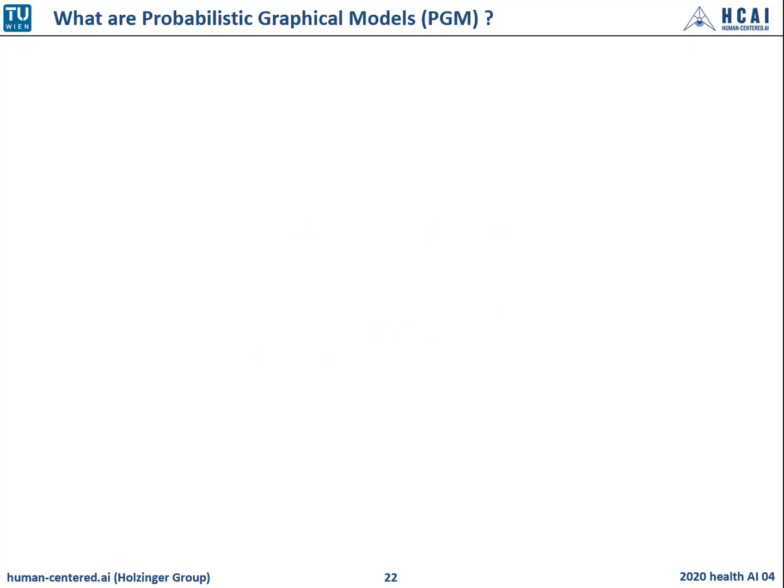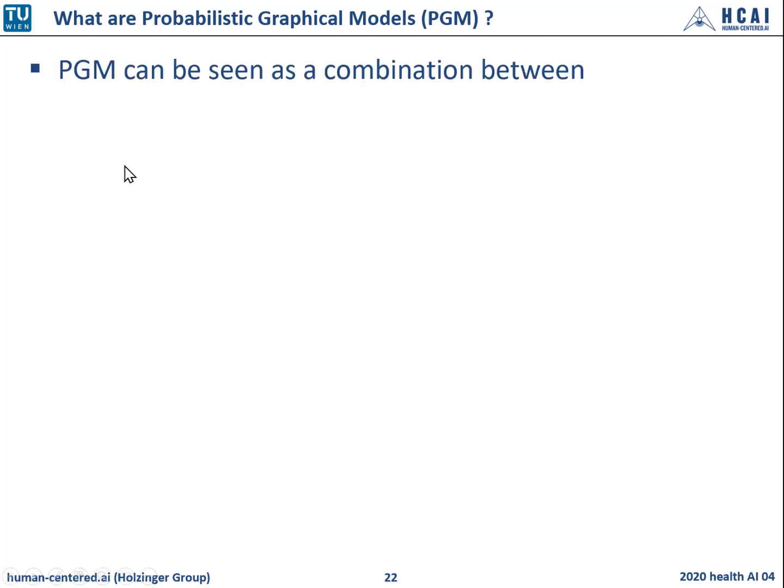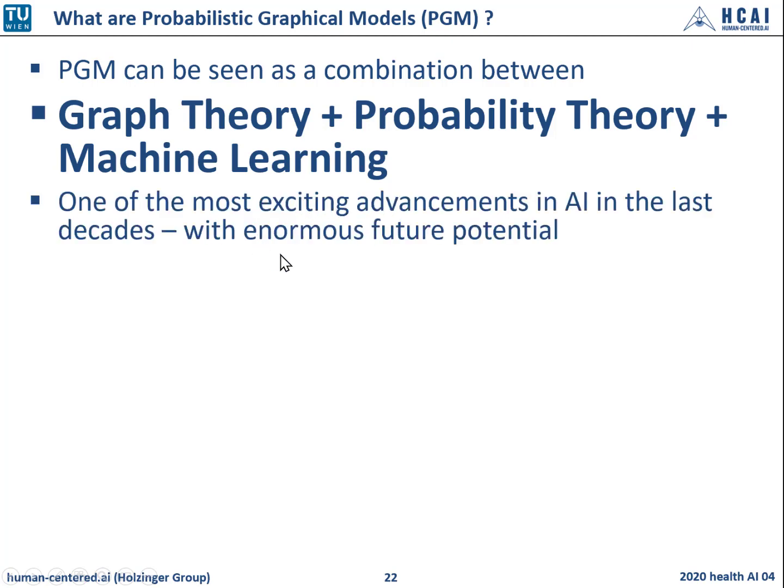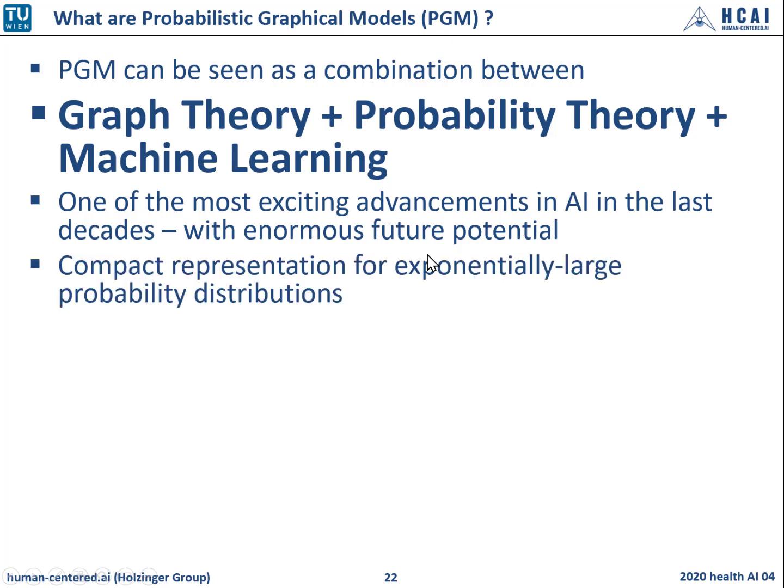Okay, so first question: what are probabilistic graphical models, PGM? This is quite a spoiler. I spoil the upcoming topic now so that we can answer this question before we go into deeper details. PGM can be seen as a combination of graph theory, probability theory, and machine learning. This is one of the most exciting advancements in AI in the last decades, with enormous future potential. And it is a compact representation for exponentially large probability distributions.